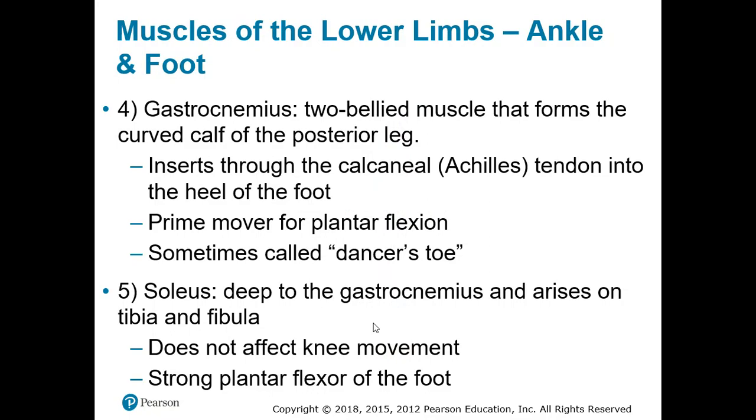To go over the last 2 muscles that we'll talk about, we've got the gastrocnemius. This is a 2-bellied muscle. This is most commonly known as your calf because it forms the curved calf that we see on the back of our leg. This connects into a major tendon that most of you guys have heard of. It's called the Achilles tendon. The true name is the calcaneal tendon, and this goes into the heel of the foot. This is a prime mover of plantar flexion, which we call dancer's toe because that's when you point your toe down or you go up on your toes.